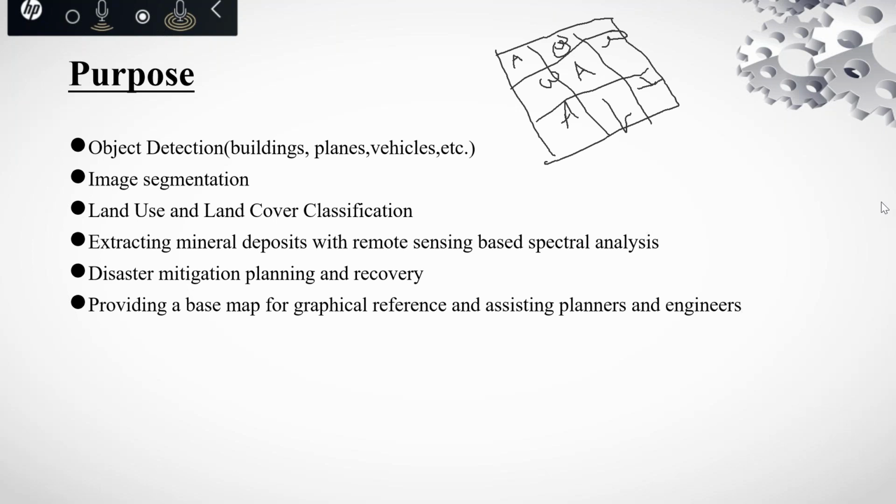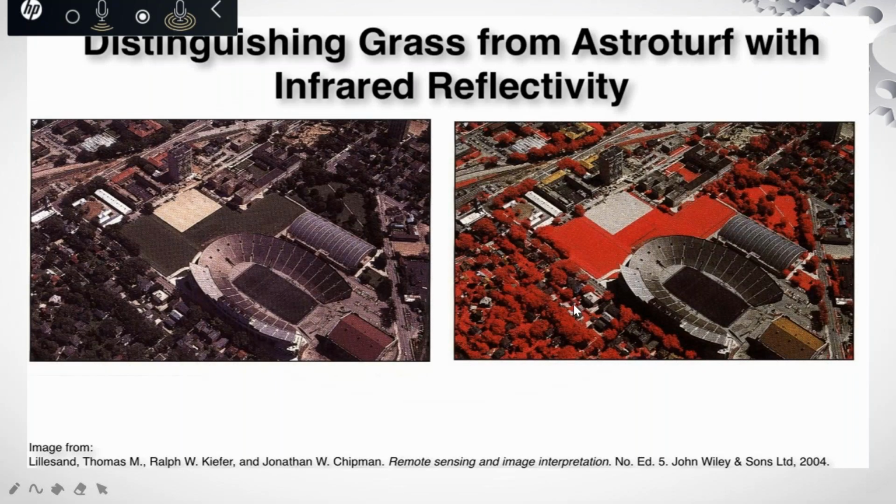So this is distinguishing grass from astroturf with infrared reflectivity. So basically here is the normal image under visible range. You can see that these are the grass, these are the trees and all. And when it is viewed under the satellite image, we can see that the infrared region is reflecting the grass area more. That means the green color has absorbed the infrared regions.